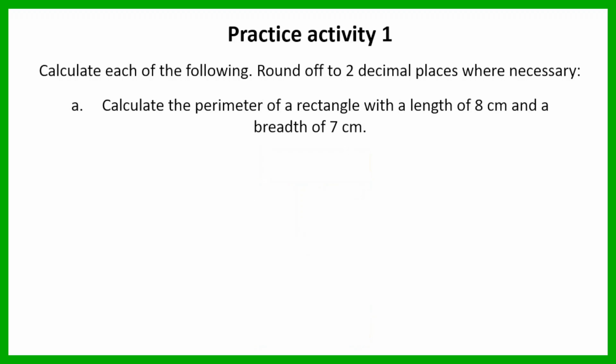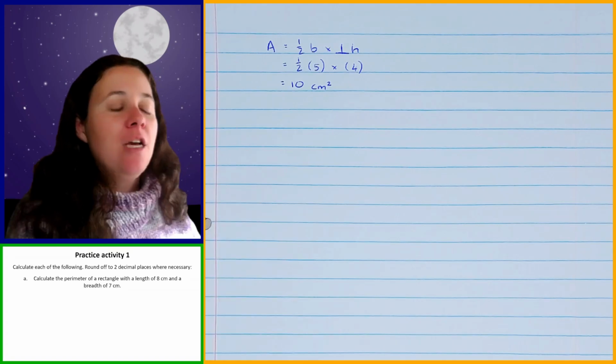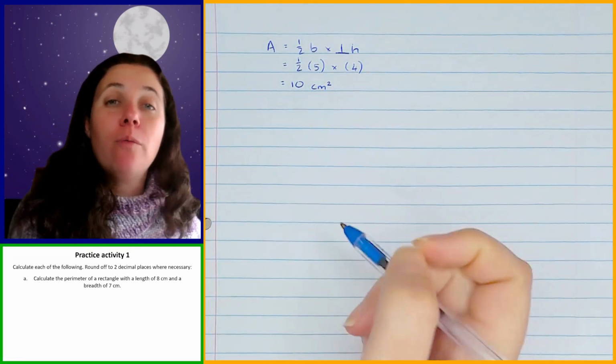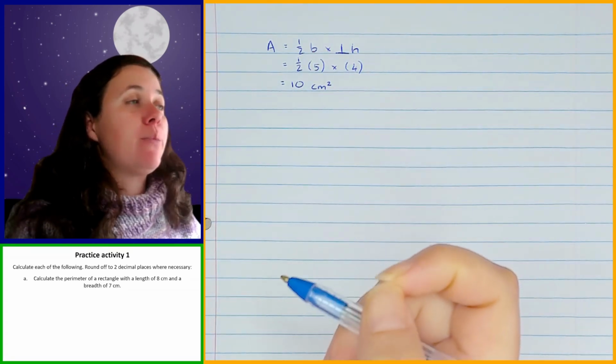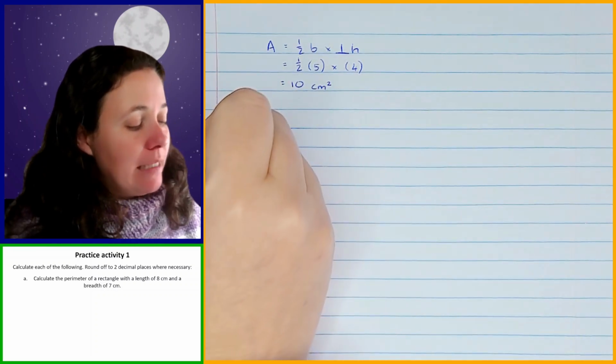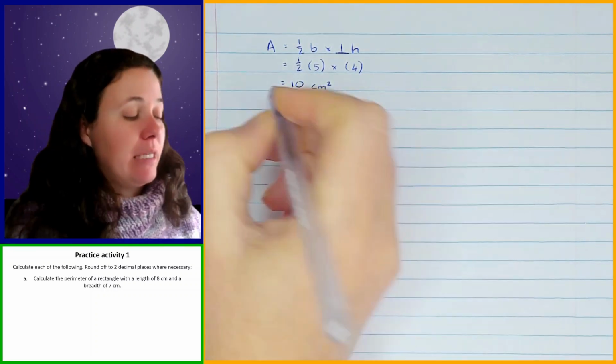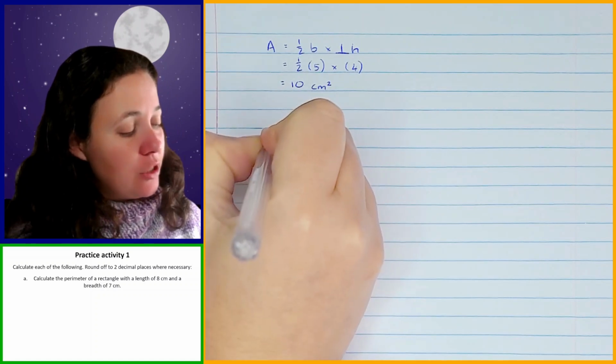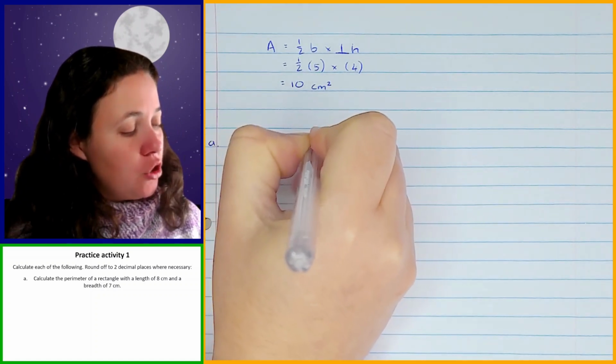Okay, so let's go through that question and see what you should have got. First of all, you had to know what formula you're using for this one. You're being asked to work out the perimeter of a rectangle, so you have to write down the formula to work out the perimeter of a rectangle. That's going to be perimeter is 2 lengths plus 2 breadths.